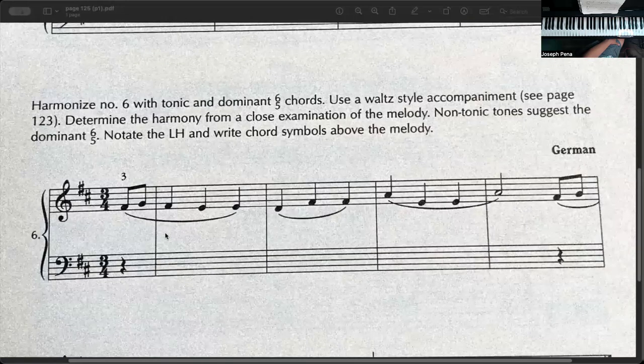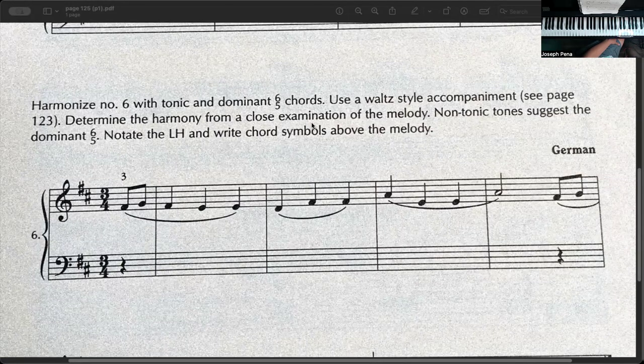Now it says here to harmonize number 6 with tonic and dominant 6/5 chords again, and it's asking us to use a waltz style accompaniment. This is something that should have already been learned as part of our tool belt for the chromatic chord exercise. And if you need a reminder, we can simply go to page 123, which is a couple pages before.